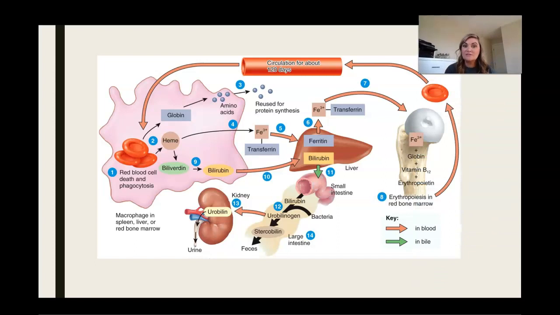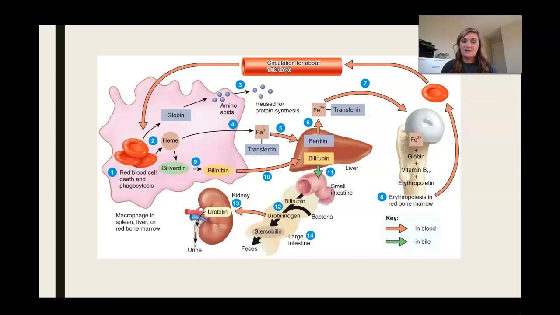All right. Looking at this picture here, we see the circulation. It's just going to be another picture that you can see what's going on. And so it circulated for about 120 days. So that red blood cell is going to go through its death phase and phagocytosis. It gets broken down. We have the globin, which then gets digested and goes into amino acids. Those amino acids then will get reused into whatever protein that your body needs to make.